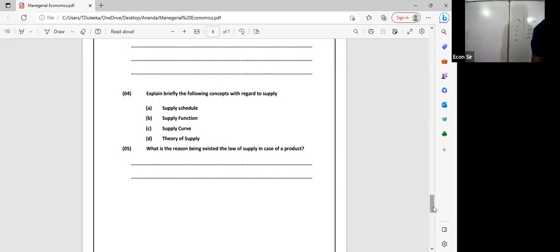What do you mean by supply curve? Supply curve means the geometric or graphical presentation of the law of supply.